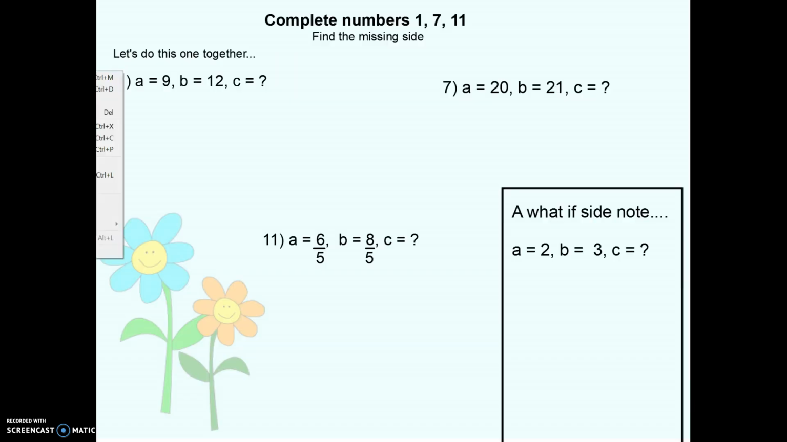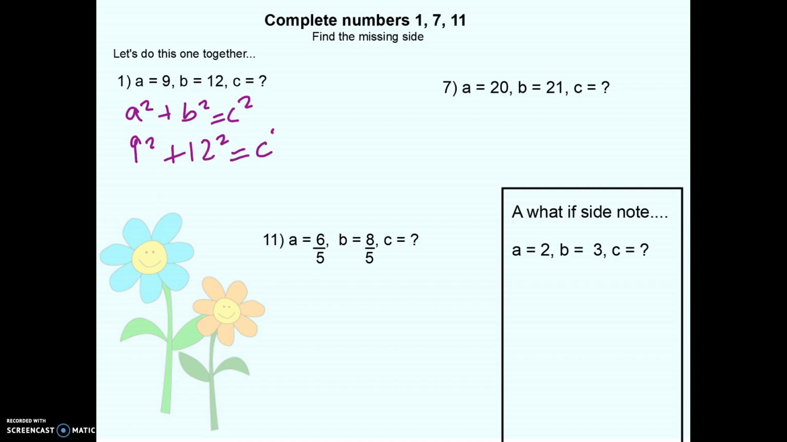So let's look at this. These are numbers 1, 7, and 11 from your workbook. If you look at the first one, it says A, B, and C. C is missing, so you're looking for your hypotenuse. If we plug these in to a squared plus b squared equals c squared, you have 9 squared plus 12 squared equals c squared. So let's solve that. 9 squared is 81, 12 squared is 144, and it equals c squared. Add these two together, and we get 225 equals c squared.